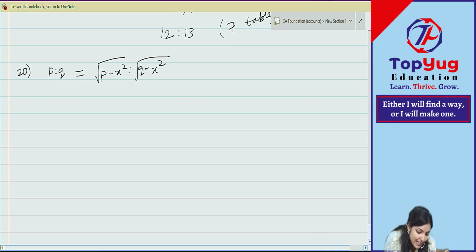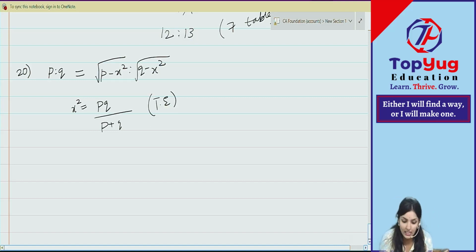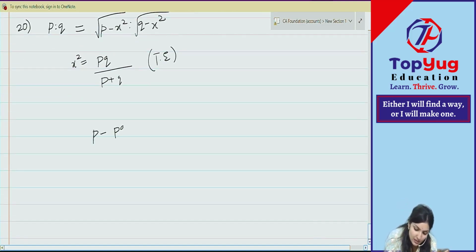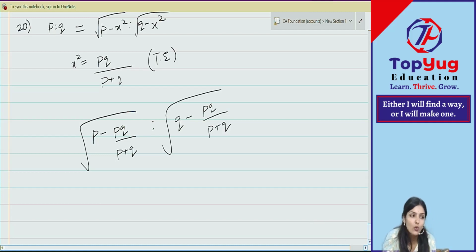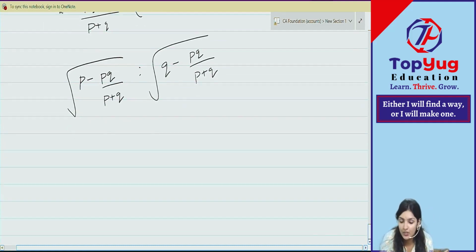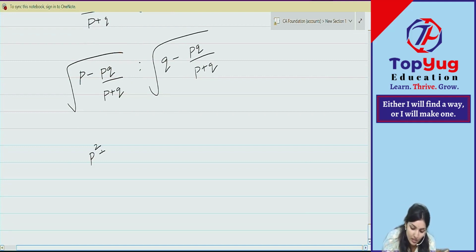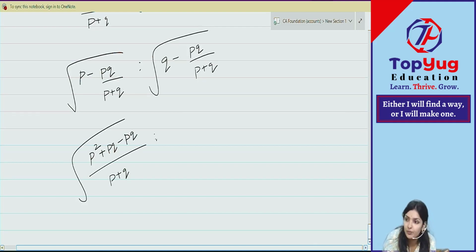So X square by trial and error method, I am considering C. I am considering it because I know the answer. I have been doing it for n number of years. I think C is the answer. So I consider this by T and E. But I have to obviously verify it now. So P minus PQ by P plus Q whole root, and then Q minus PQ by P plus Q whole root. So P plus Q that side. So that side means P square plus PQ minus PQ divided by P plus Q whole root.